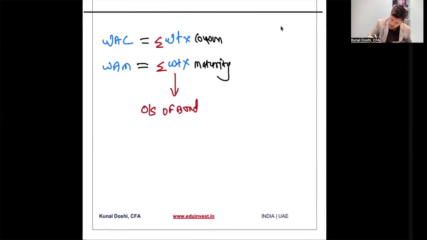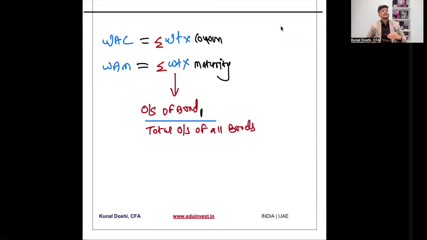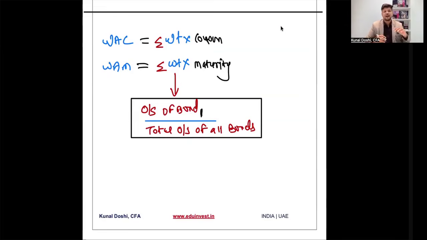Let's say outstanding amount of bond 1 over what? Total outstanding of all bonds, correct? Simple. So let's say outstanding of bond 1 is $100. Total outstanding is 1,000. So it's 10% weight. So outstanding, how much is yet to be paid off? That is outstanding. That will give you weight. And with that weight, for each bond, you multiply with coupon to find weighted average coupon. With maturity, you find weighted average maturity. Is this clear for the securitized bond?